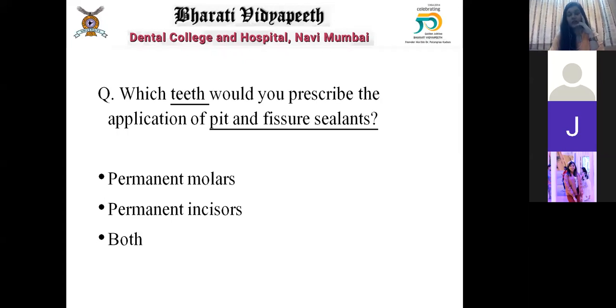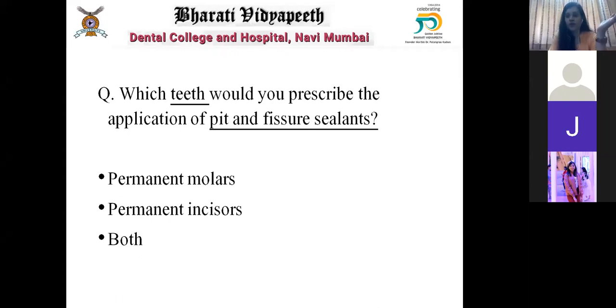So can you give pit and fissure sealant to incisors? No, ma'am, because pits and fissures are not present on incisors. Exactly. I think the name gives out the answer. I don't know why you all are writing pit and fissure sealant for incisors. That's why I've included this question. Pit and fissure sealant is only for your molars, your permanent molars, and you can even go for your primary molars. It's not that it's only permanent molars.